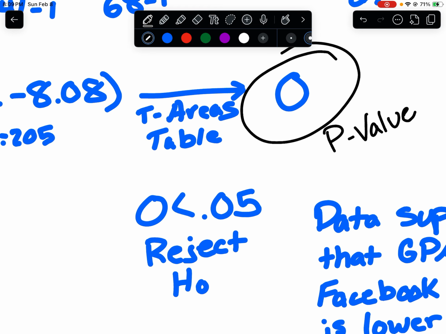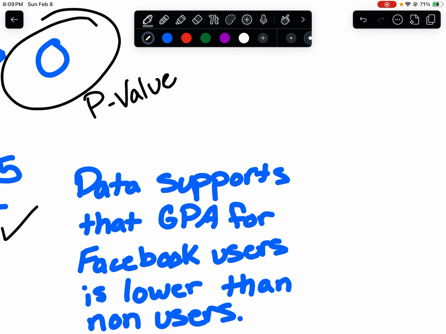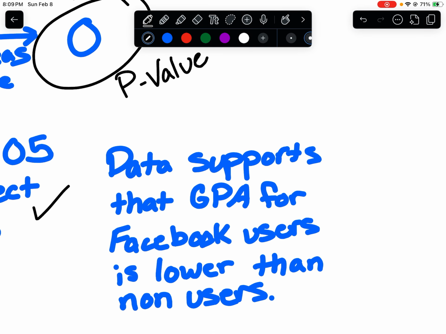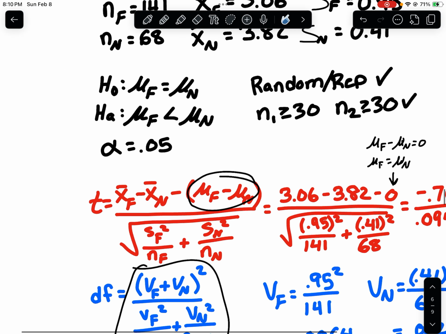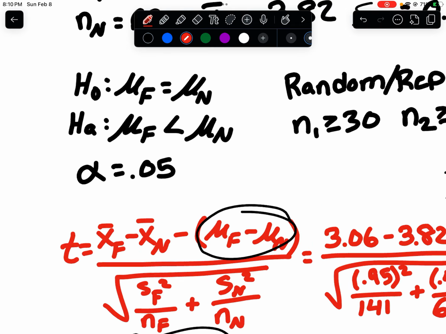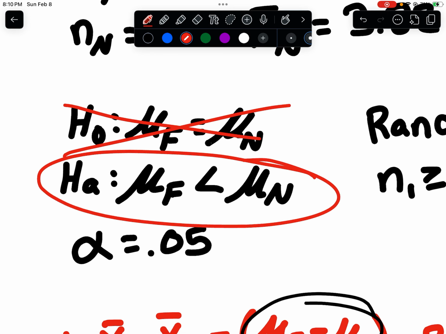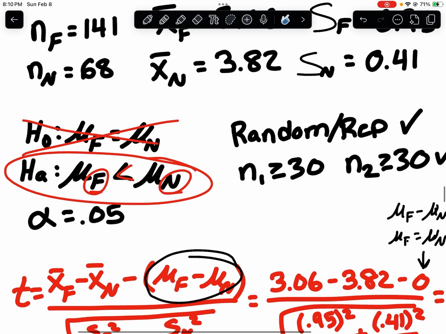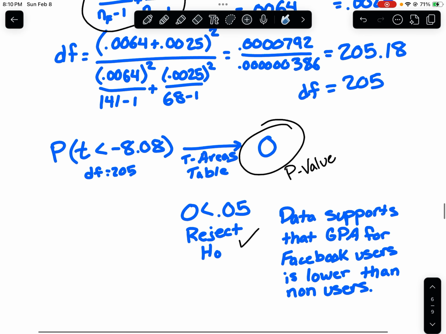And so in this case, 0 is less than 0.05. And so we're able to say reject our null hypothesis. So we're going to say data supports that GPA for Facebook users is lower than non-users. Okay, because again, if we're going to reject H0, okay, we're going to say this one is no good, then we're kind of accepting, or at least we're supporting that other one that says Facebook is less than non-Facebook. Okay, is ultimately what our conclusion is kind of coming to here.